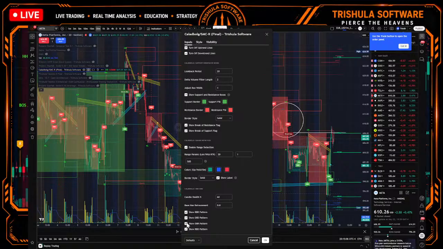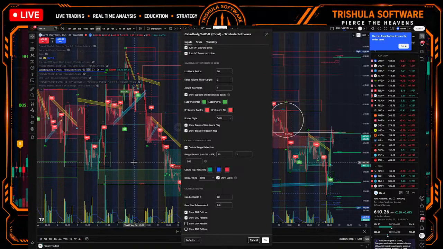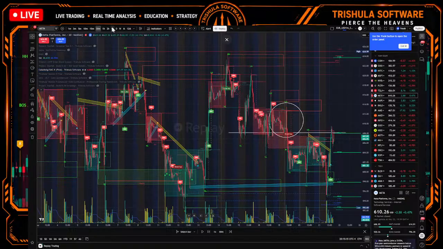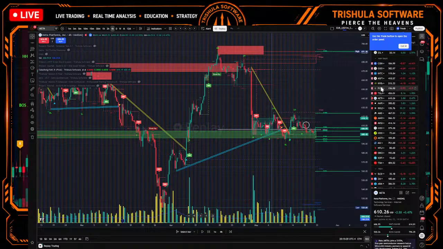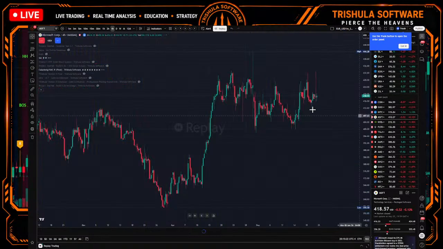So we're going to turn off the DBR and RBD pattern. Those are trend reversal patterns. RBR and DBD are more so trend continuation patterns. And since it's funky on Meta, we're going to go to something a little more comfortable. We'll do it on Microsoft.